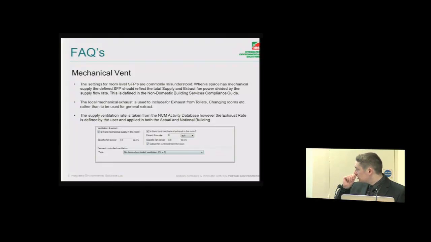Now, I think what causes some confusion is we've got the option for mechanical exhaust. And what I've seen in the past is users splitting up their supply and extract, so that they've got their supply fan SFP on the left-hand side and their extract fan SFP on the right-hand side.